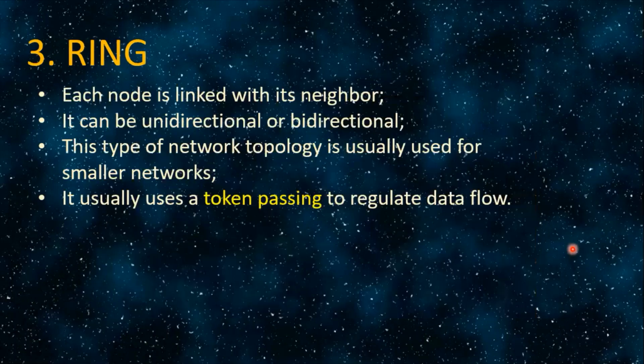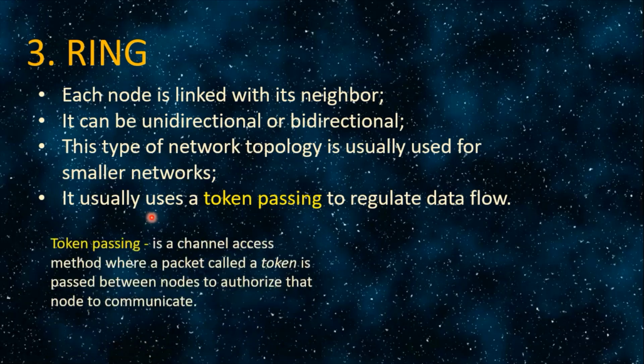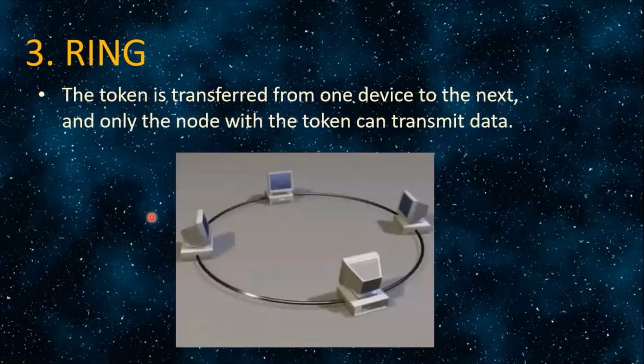The ring topology has each node linked with its neighbor. It can be unidirectional or bidirectional. This type of network topology is usually used for smaller networks. It usually uses a token passing to regulate data flow. The token is very important for this topology. The token is transferred from one device to the next, and only the node with a token can transmit data.